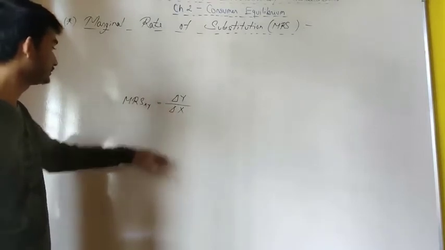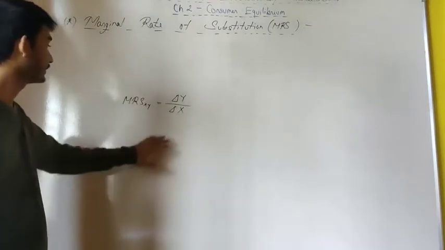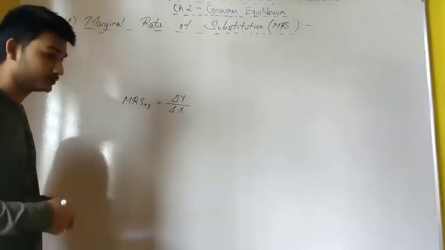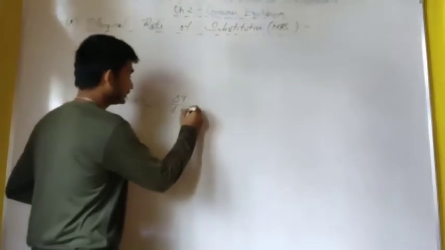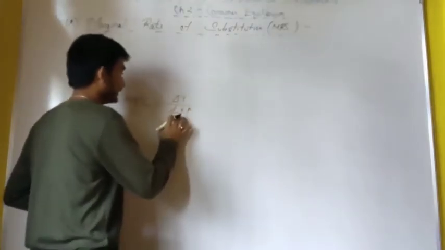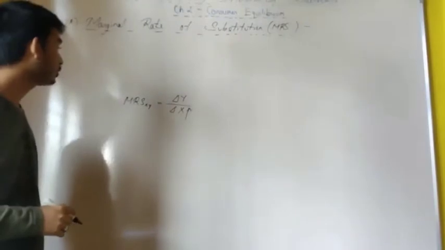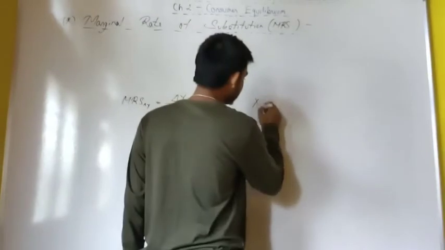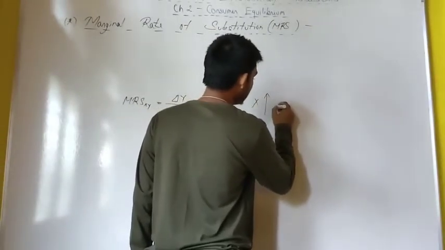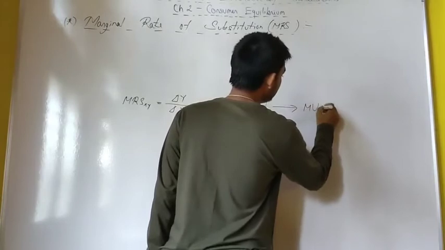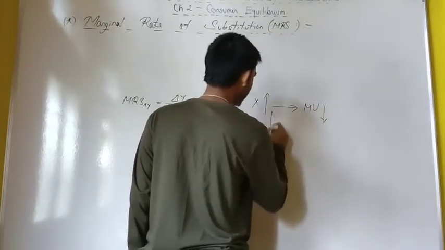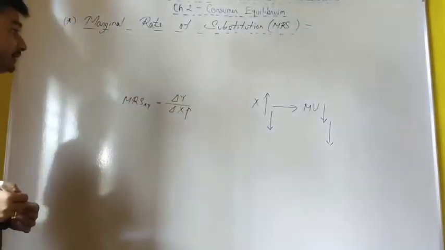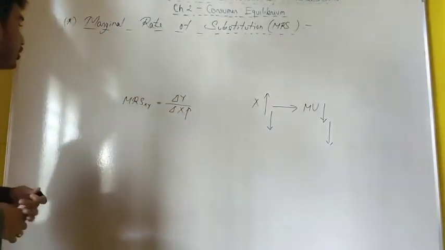So anyways, coming to the point. MRS always diminishes. Now here we want to increase the consumption of good X. If we increase the consumption of X, what will happen? The marginal utility gained from each successive unit of X will tend to diminish, and as a result, what will happen?